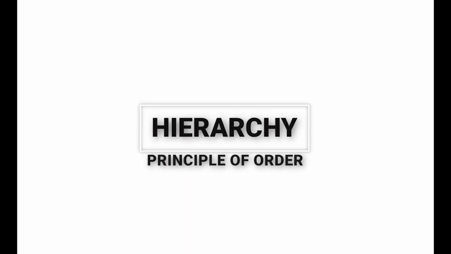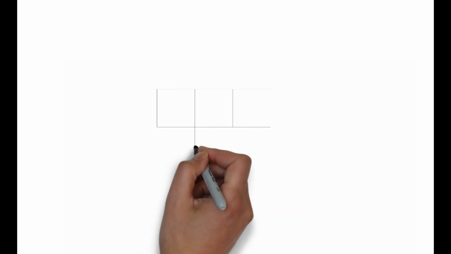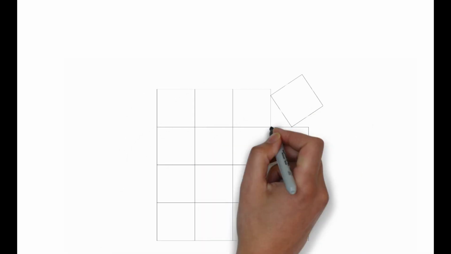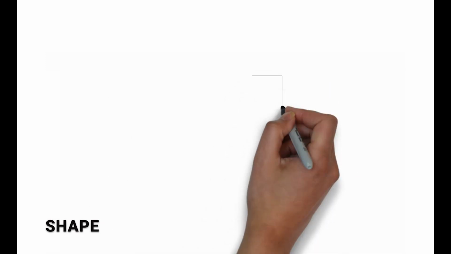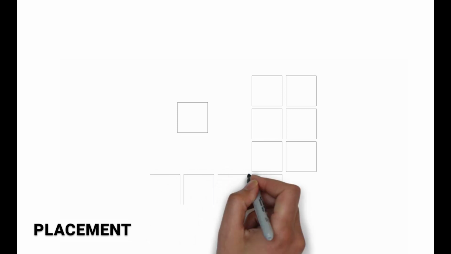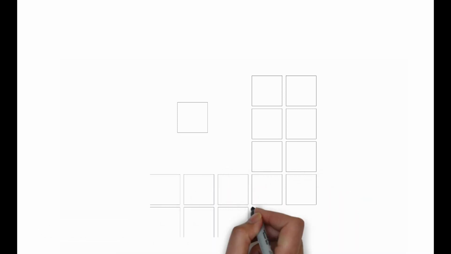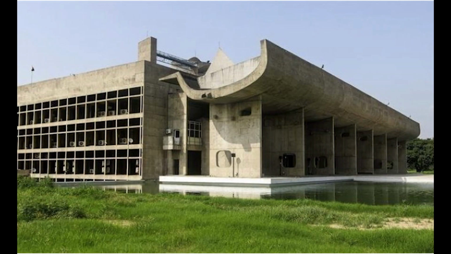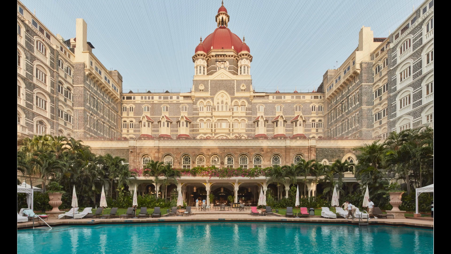Moving on to our fifth principle of architecture, hierarchy. Hierarchy is the articulation of the importance and significance of a form or space by size, shape, and placement relative to other forms and spaces of the organization. Some important buildings where the principle of hierarchy exists are the Legislative Building in Chandigarh and Taj Hotel in Mumbai. Moving on to the sixth and last principle, transformation.